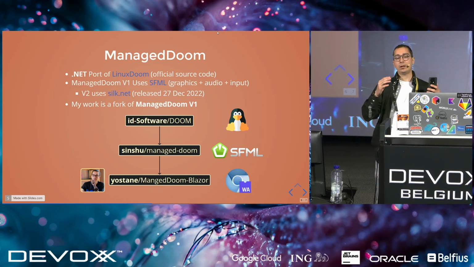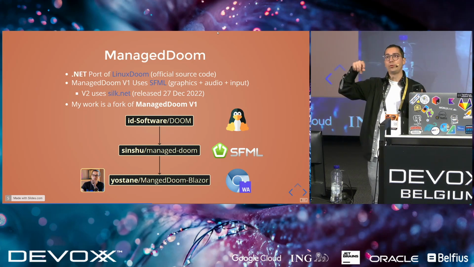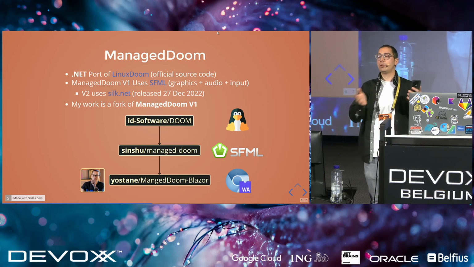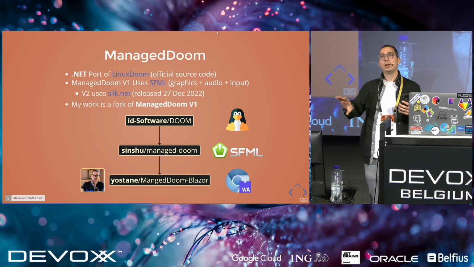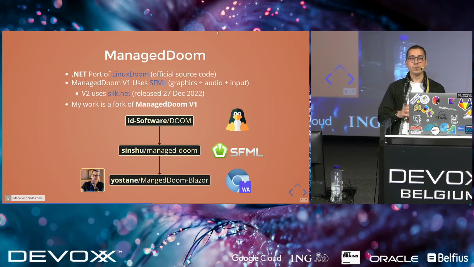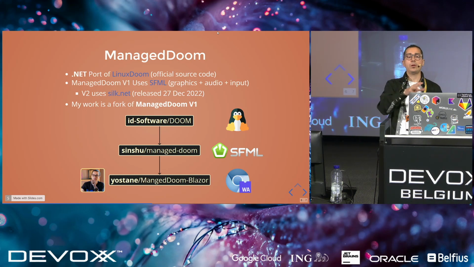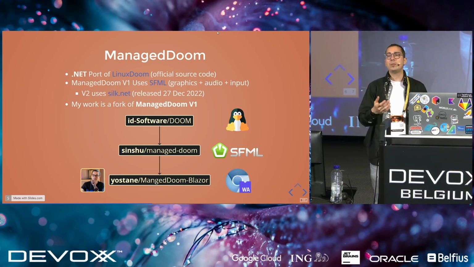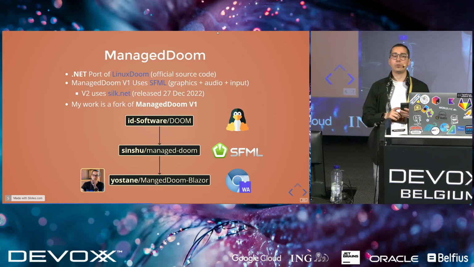By the way, the ManagedDoom code that I based my work on is version 1. Currently there is version 2, but I really wanted to finish my porting work before thinking about switching to version 2. But the idea is the same. For example, they use another library called Silk.NET in version 2 of ManagedDoom, but it's similar: it's a library that just needs to be replaced with native browser calls.